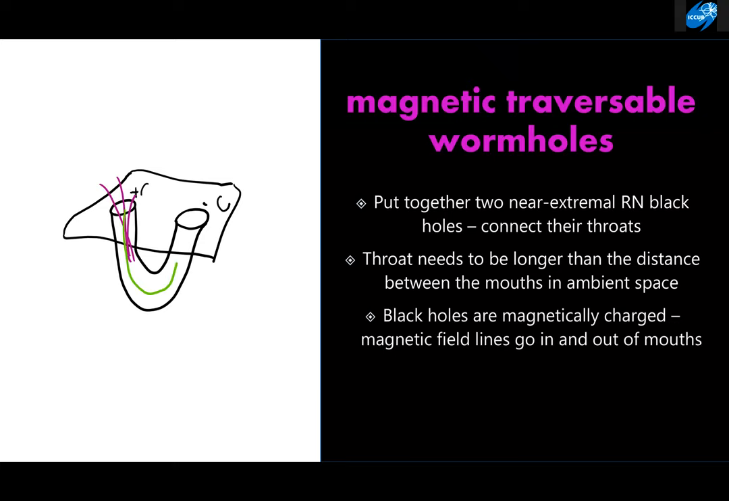And now, given that these black holes are magnetically charged, we have some magnetic field lines, and most of them are going to go out of the mouths, but some of them are going to connect up and make a magnetic loop that traverses through the wormhole.